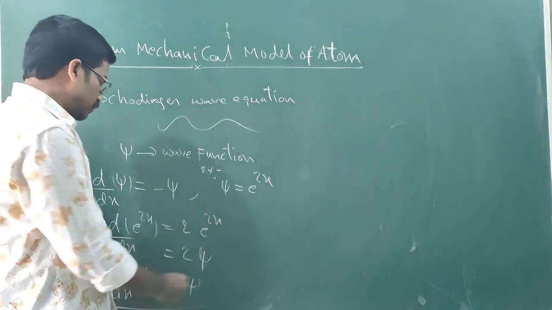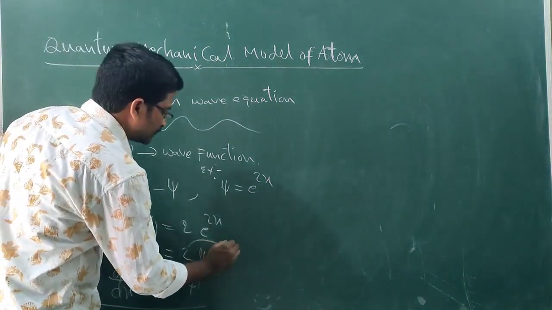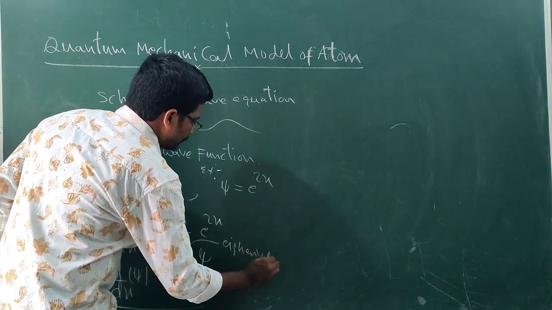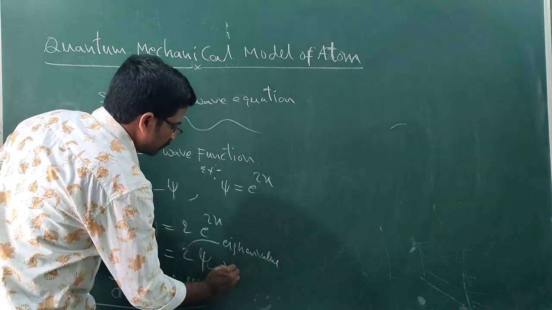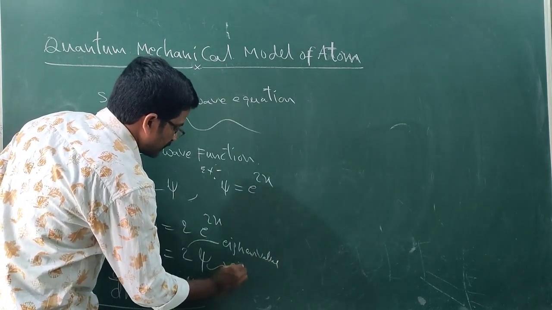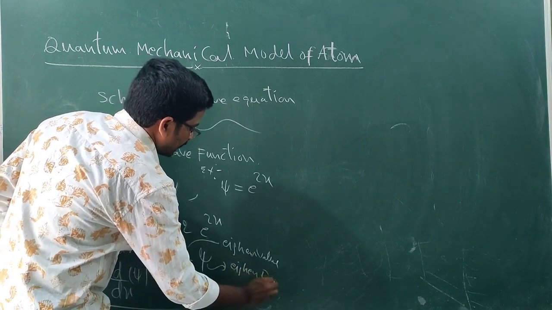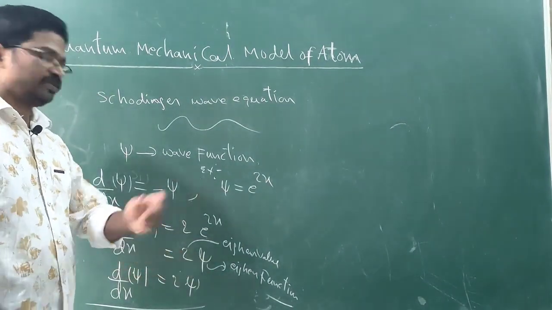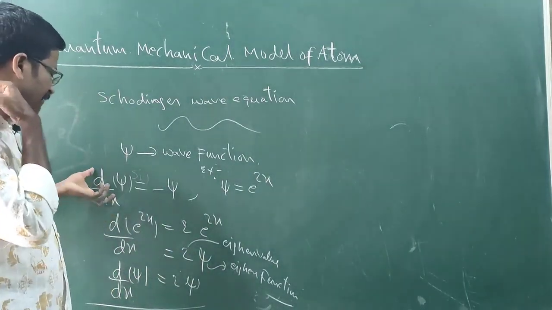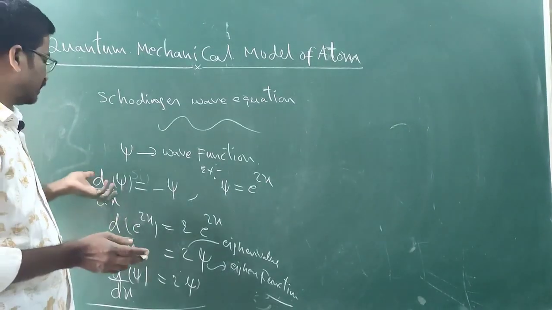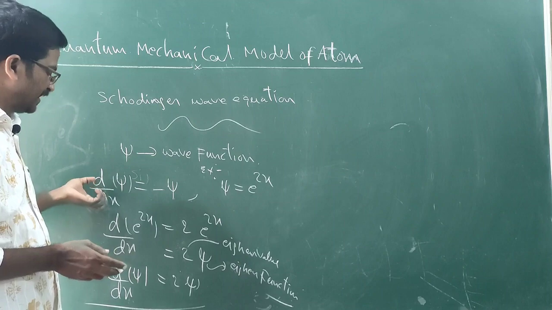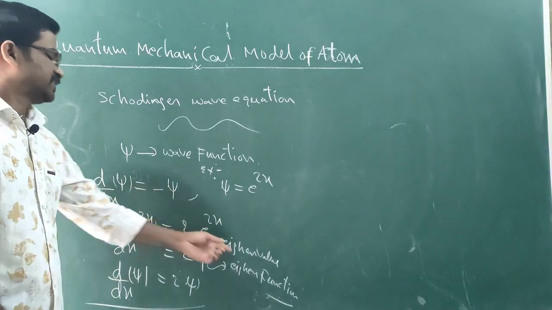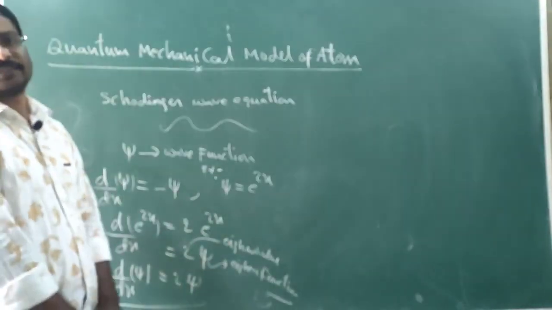Here the value 2 is known as the eigenvalue, and this psi is known as the eigenfunction. Some operators may differ. Now I am operating d by dx on the wave function, and you get some value and the wave function. That value is known as the eigenvalue, and that wave function is known as the eigenfunction.